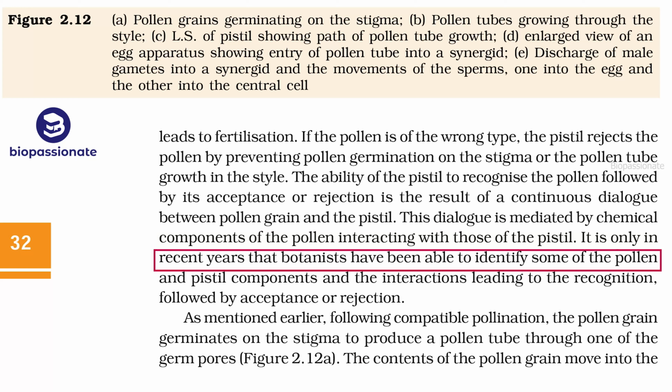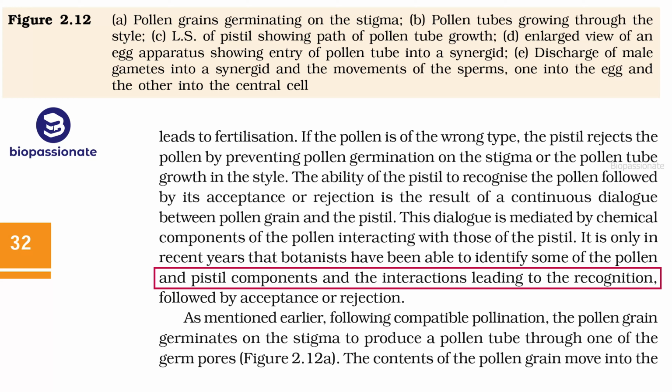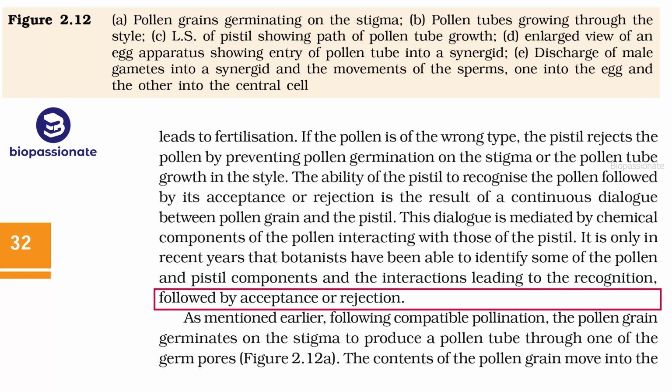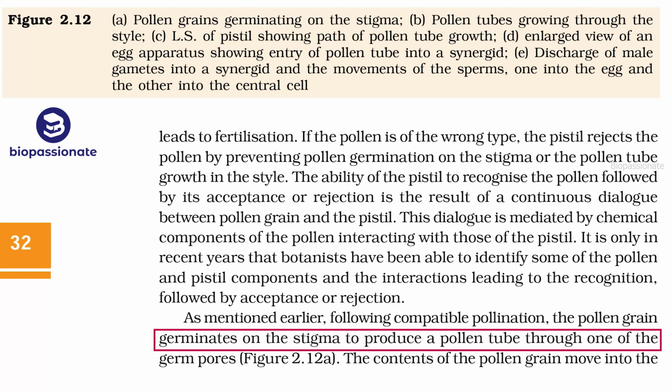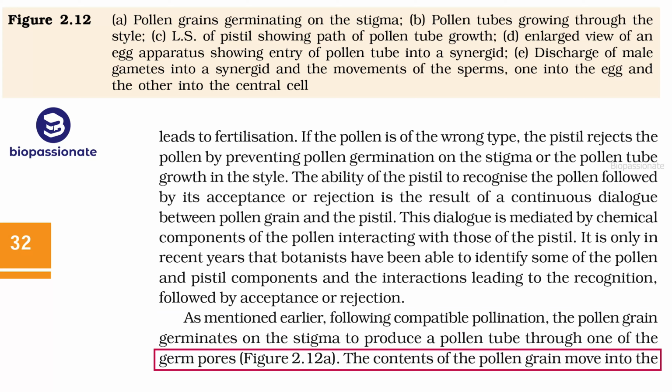It is only in recent years that botanists have been able to identify some of the pollen and pistil components and the interactions leading to the recognition, followed by acceptance or rejection. As mentioned earlier, following compatible pollination, the pollen grain germinates on the stigma to produce a pollen tube through one of the germ pores. Figure 2.12a.